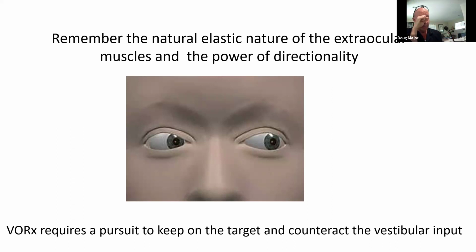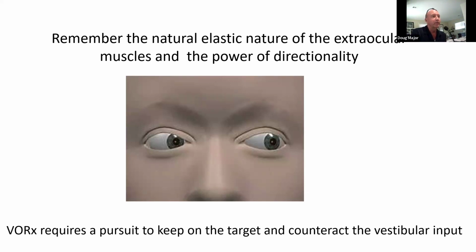If you think of a VOR cancellation, what's happening is while you're looking right at that target, the vestibular system is saying, move, move, move, yet you don't. So believe it or not, this is a pursuit stimulation to counteract that vestibular input. And again, another non-direct way to teach pursuits. Remember the power of the directionality too.